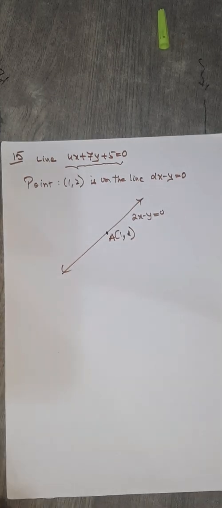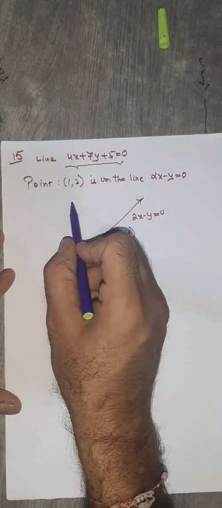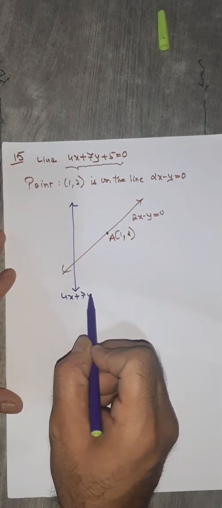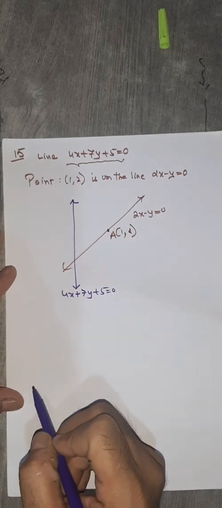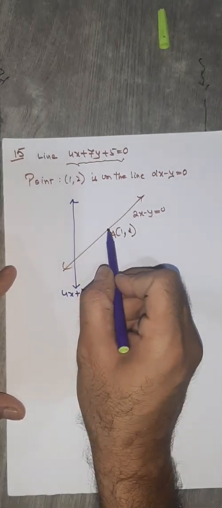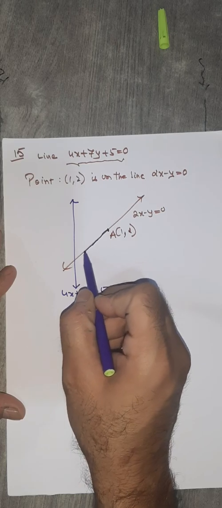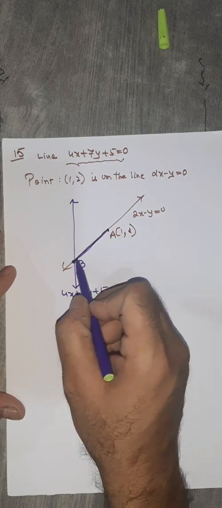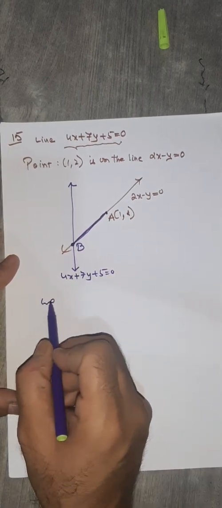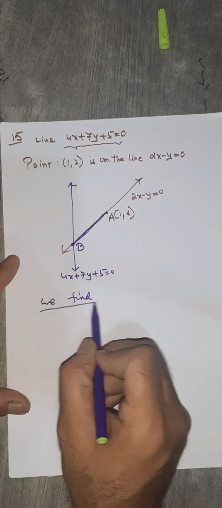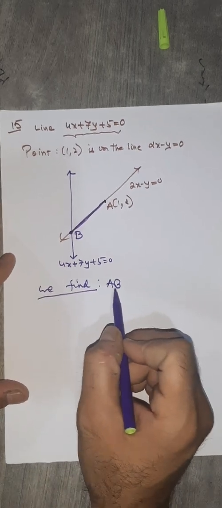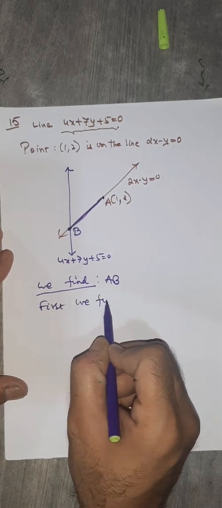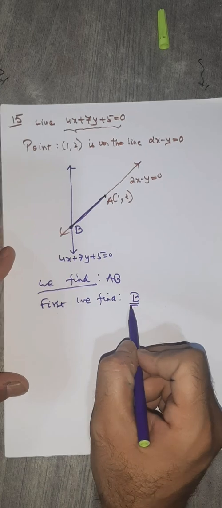Now you have one more line, roughly like this. This is just a rough diagram. The equation of this line is 4x plus 7y plus 1 equals 0. We want the distance of this point A from this line. If I call this B, then we just need this AB. That is the question, by the distance formula, AB. So we need to get the coordinates of B first. How do we find B?